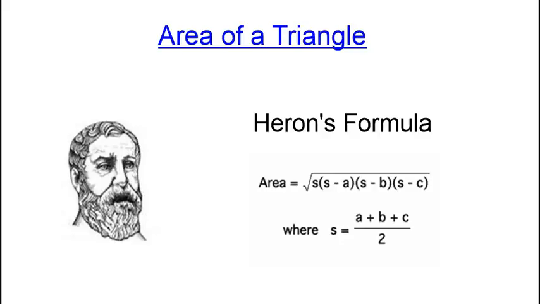The area is equal to the square root of s times (s minus a) times (s minus b) times (s minus c). A, B, and C represent the side lengths of the triangle, and s represents the semi-perimeter, meaning we add up all three side lengths, which gives us the perimeter. If we divide that by 2, that gives us the semi-perimeter, half of it. So that's what s stands for, half the perimeter of a triangle.